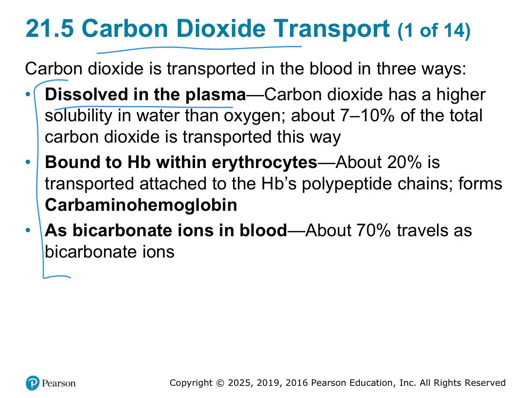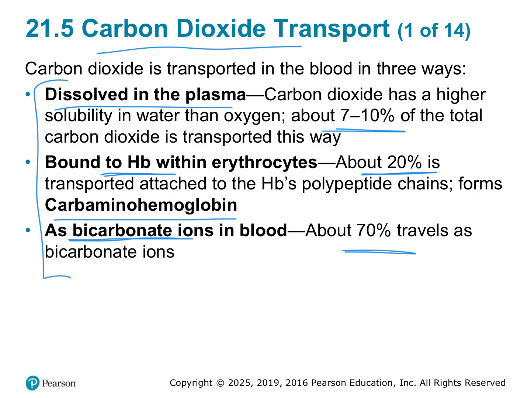Some of the carbon dioxide is just dissolved in plasma. About 7 to 10% of carbon dioxide is transported this way. Some of the carbon dioxide is bound to hemoglobin. It's about 20%, and this is forming carbaminohemoglobin. And then the bulk of the carbon dioxide is inside of a bicarbonate ion, so about 70% is going to travel in the bicarbonate ion.